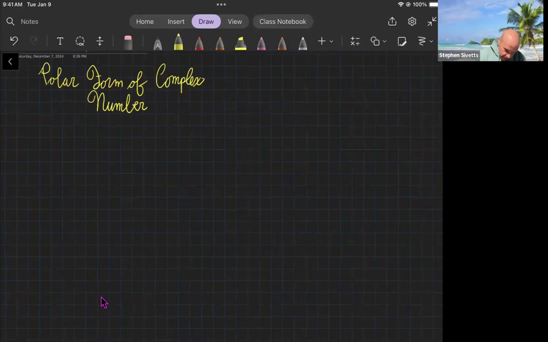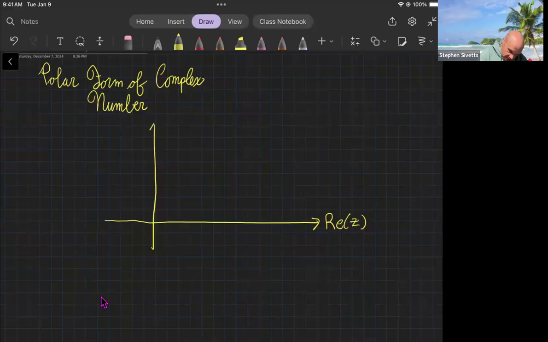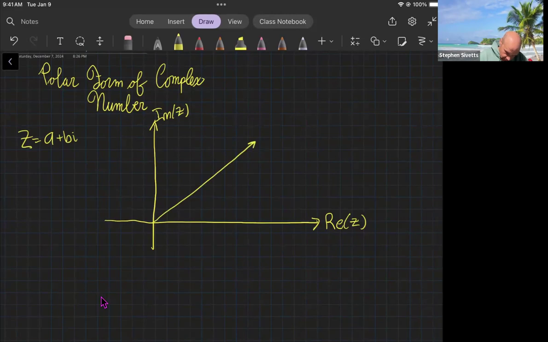So in the last video, we looked at the complex plane. We can associate different complex numbers as a vector, right? We have the real part of z and then the imaginary part of z here as well. So if I have a complex number z, a plus bi, we can associate that number as a vector whose components are a and then b. So this is our complex number z.